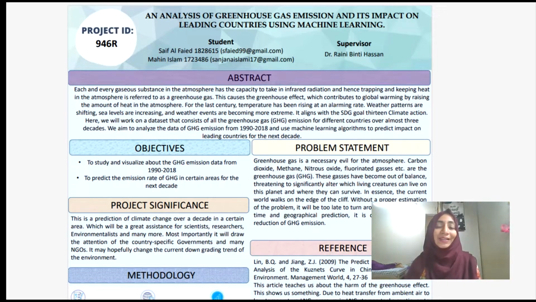Each and every gaseous substance in the atmosphere that has the capacity to take in infrared radiation, and hence trapping and keeping the heat in the atmosphere, is referred to as a greenhouse gas. This causes the greenhouse effect, which contributes to global warming by raising the amount of heat in the atmosphere. For the last century, temperature has been rising at an alarming rate. Moreover, people are responsible for more than 70% of the greenhouse gas discharge.